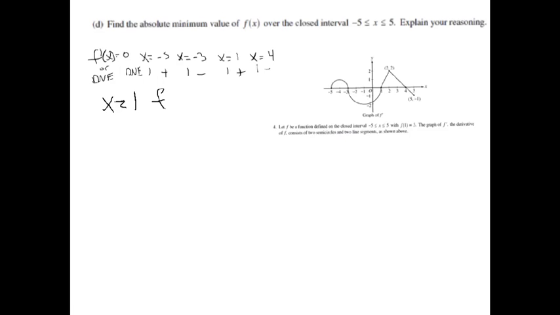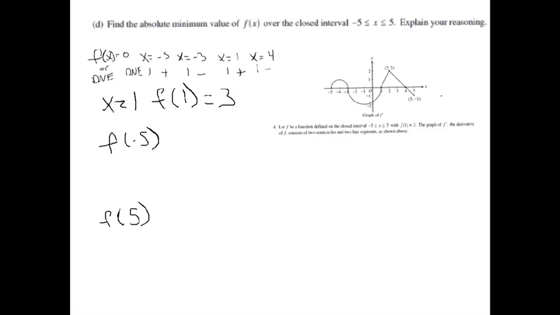So then I need to figure out f of 1, and they tell me in the problem that f of 1 is equal to 3. Now that's a relative min. How do I tell whether a relative min is an absolute min? Well, I need to compare it to the endpoints, which means I need to figure out what is f of -5 and what is f of 5.